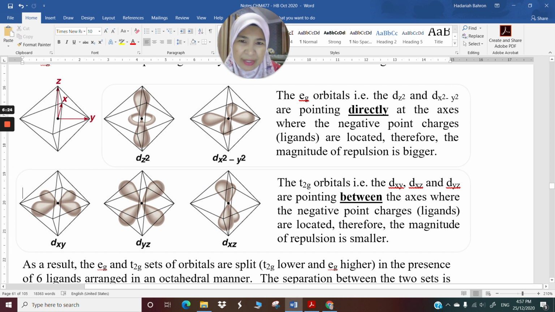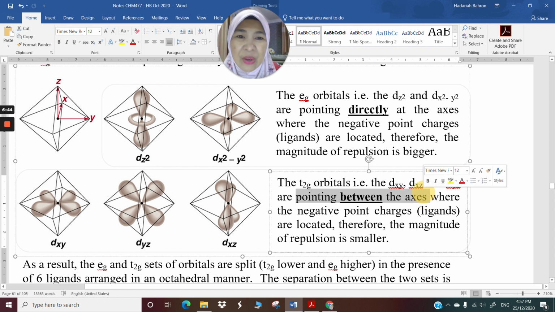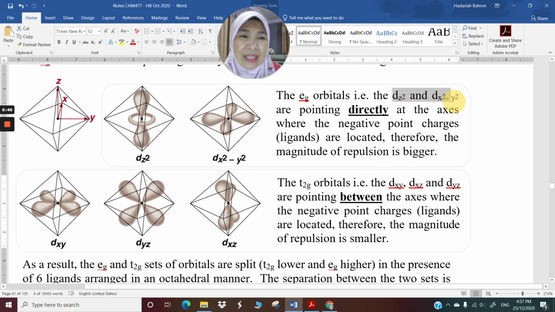I'm sure you recall my explanation on the shapes of the d orbitals. Now the dxy, dyz, and dxz are orbitals that have the lobes pointing between the axes, between the x, y, and z axis. So the lobes are not sitting on the axis, whereas the dz squared and dx squared minus y squared are orbitals that have the lobes pointing directly on the axis.